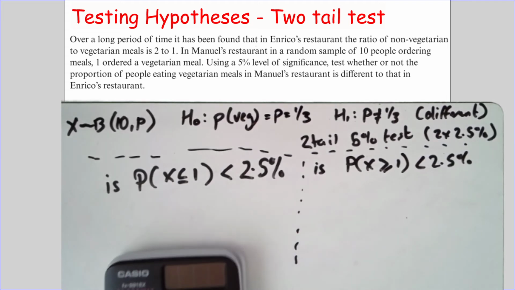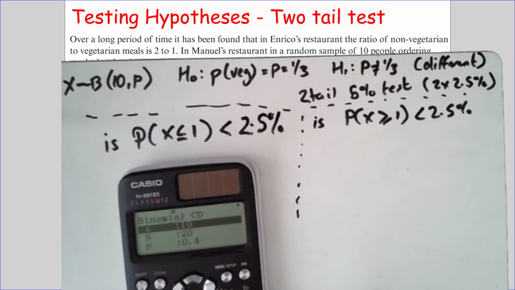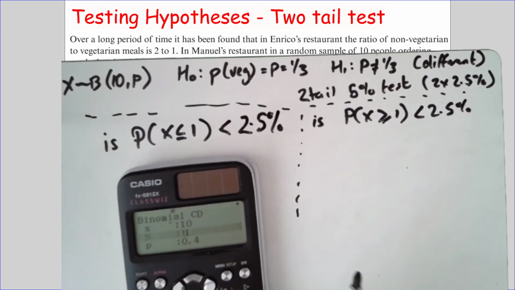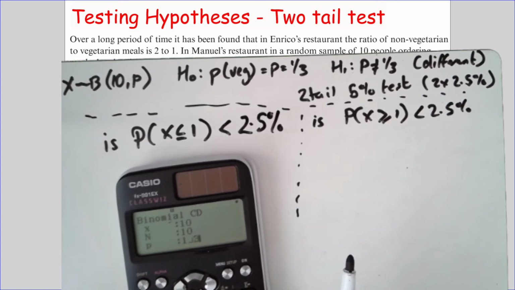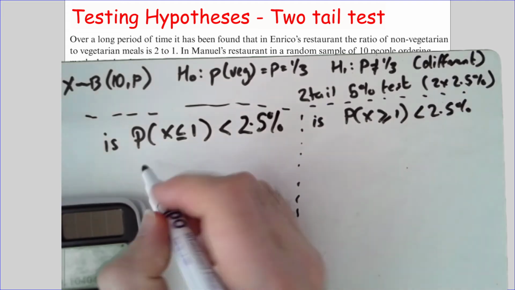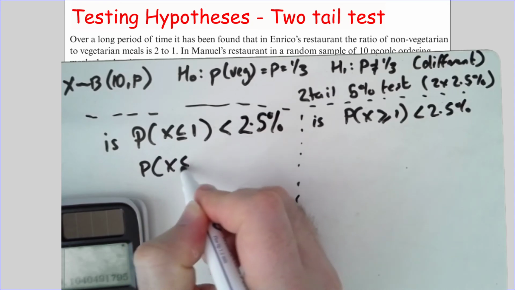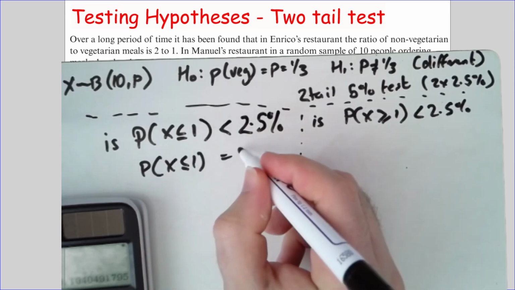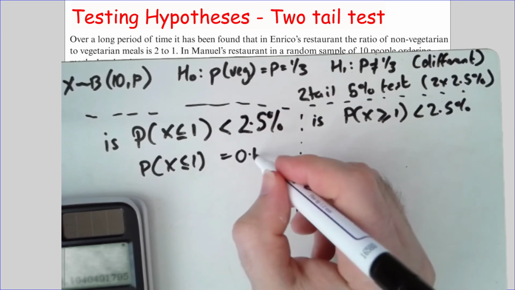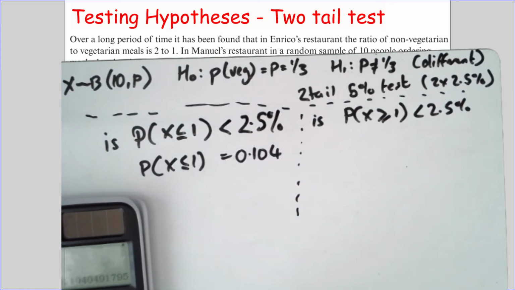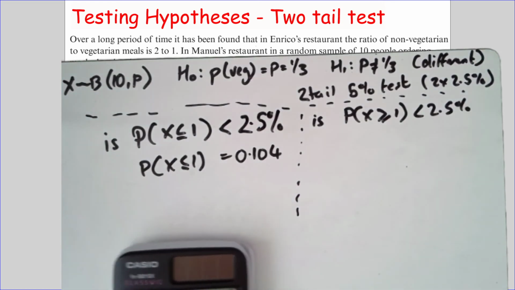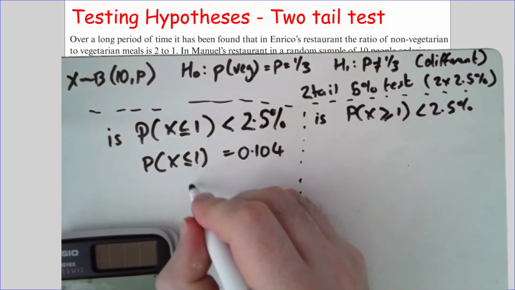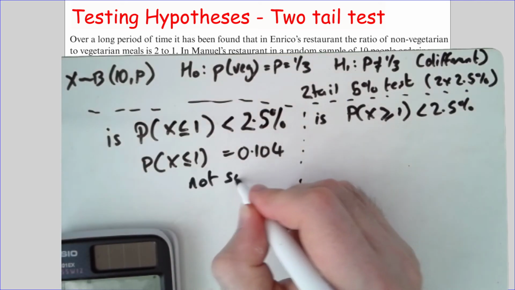So with this, I'm going to use a binomial. We need to change this n value to 10. Our probability is 1 out of 3, 1/3. And we're going to start off with 1 on binomial CD. So this one, probability x is less than or equal to 1, is 0.104. So this is not significant.